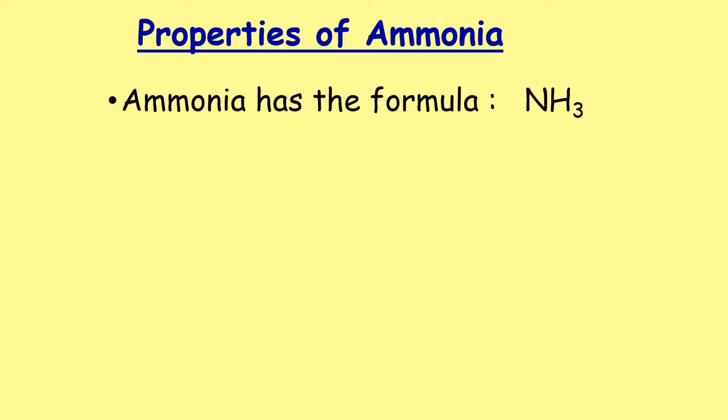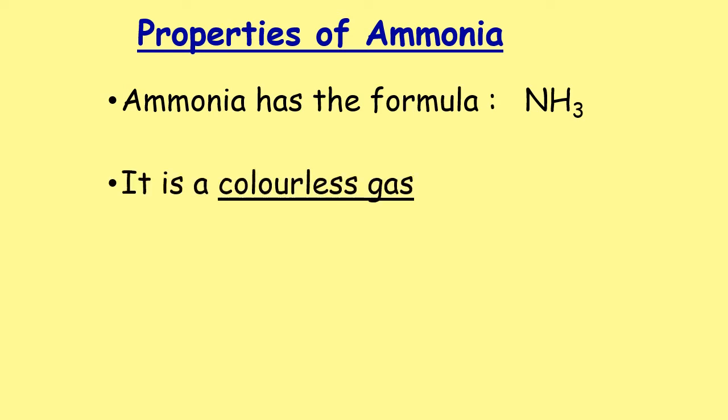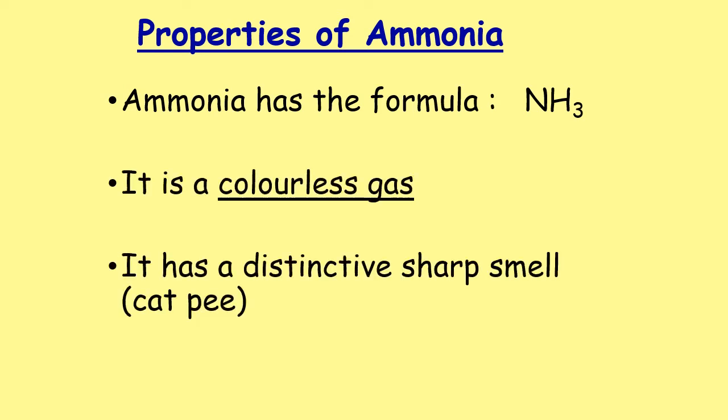Now, firstly, we'll get into the properties of ammonia. Ammonia has the chemical formula NH3. It is a colourless gas, but it has a distinctive sharp smell.